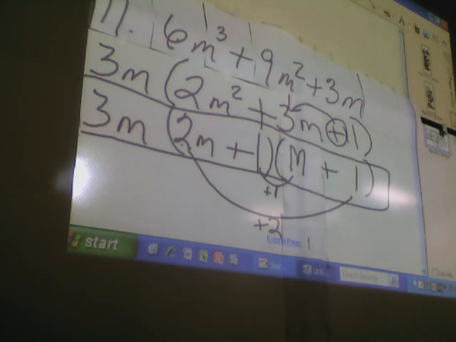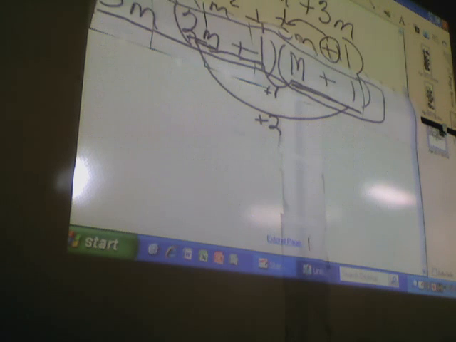Neither one of these factors can be factored any farther. You need to check, look at this. Does it have anything in common? Or is it a difference of squares? No. Look at both of them, make sure you can't go any farther. Okay, that one wasn't as hard as the other one, huh?